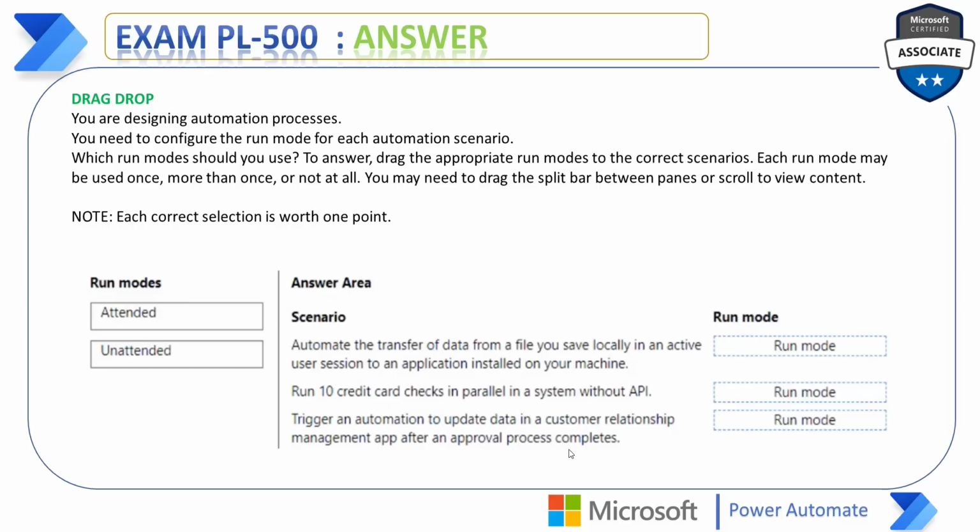Alright, let me reveal the answer one by one. There you can see for the first scenario, that is user session, the run mode should be attended. Now we'll see the second scenario, run 10 credit card checks in parallel in a system without API, that should be unattended mode. Now coming to the third scenario, trigger an automation after an approval process completes, that should be unattended mode. Alright, I hope you understand how to configure the run mode for each automation scenario as part of this tutorial.